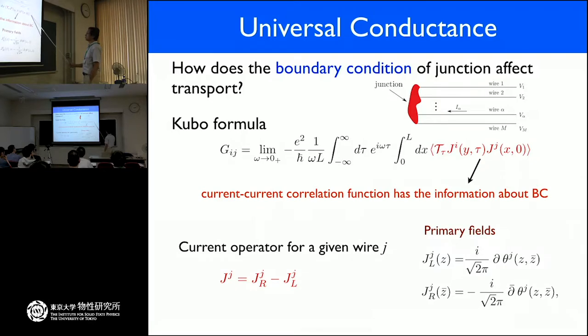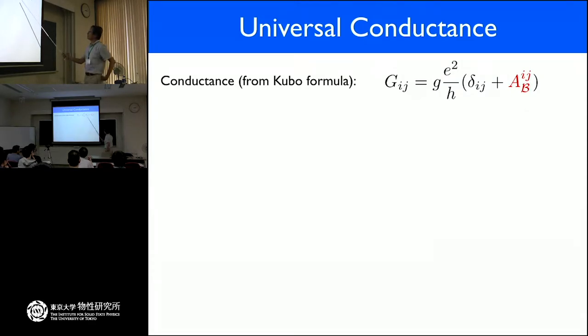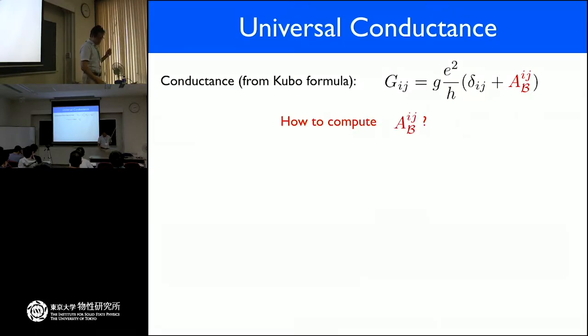So what one has to do is just to calculate the current-current correlation function, because these are just integrals. If you know how to compute the current-current correlation functions with the presence of this junction, then you'll know something about this boundary condition. Okay. So naively, we'll think that the conductance will have the original Luttinger liquid conductance, and there will be some corrections coming from the boundary or from this junction. And the question is, how can one compute this correction with the presence of the junction?